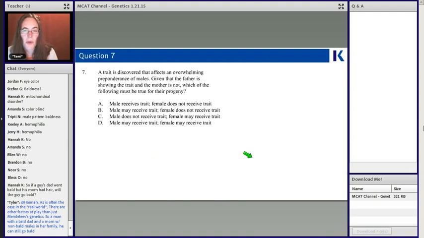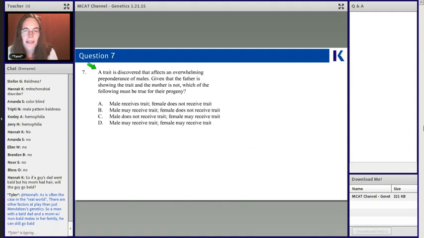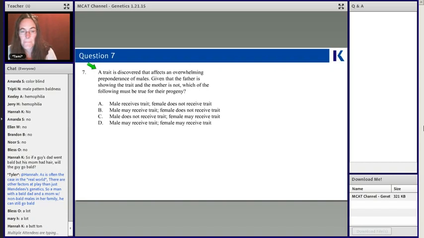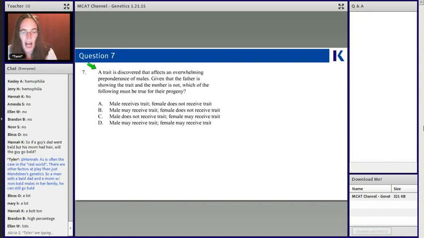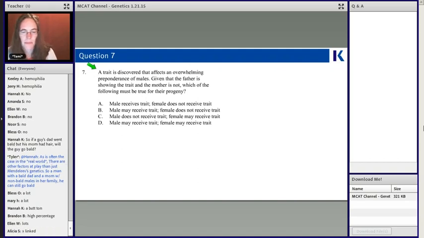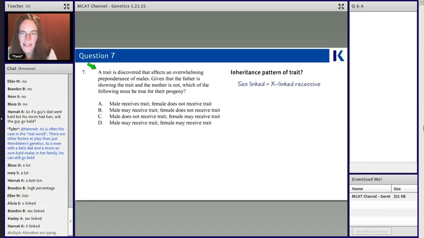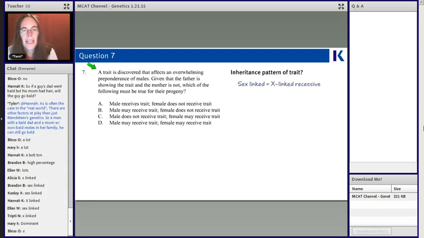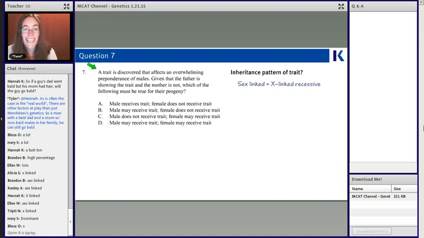All right, let's go through a quick question here. A trait is discovered that affects an overwhelming preponderance of males. What does it mean if I say overwhelming preponderance of males? What does that mean? A lot, a ton, a high percentage, which means it is what type of inheritance pattern? X-linked recessive. Perfect.